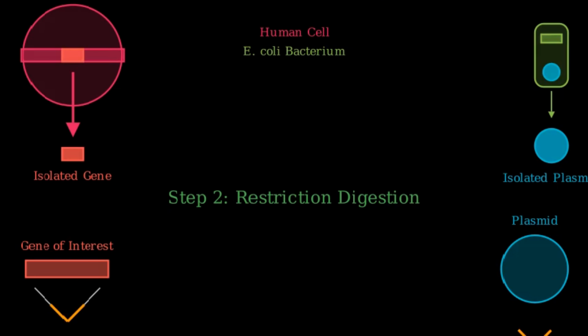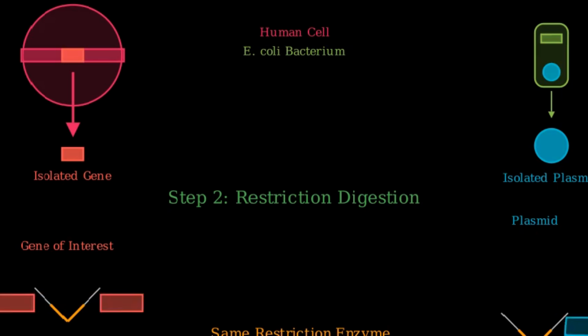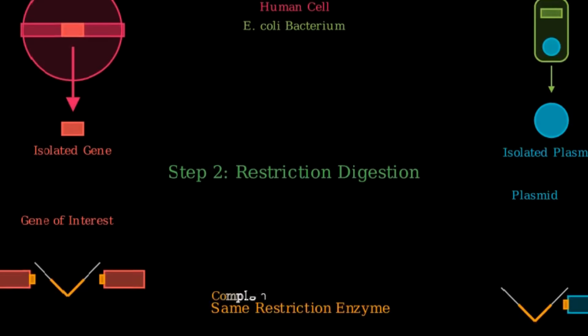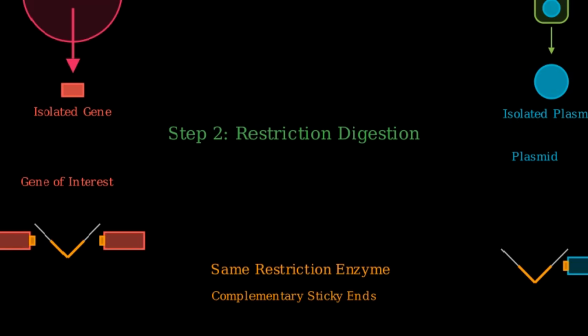Step 2. Cutting the DNA, restriction digestion. Crucially, both the gene of interest and the plasmid are cut with the same restriction enzyme. This is a vital point for MCQs. Using the same enzyme ensures that both pieces of DNA have complementary sticky ends.